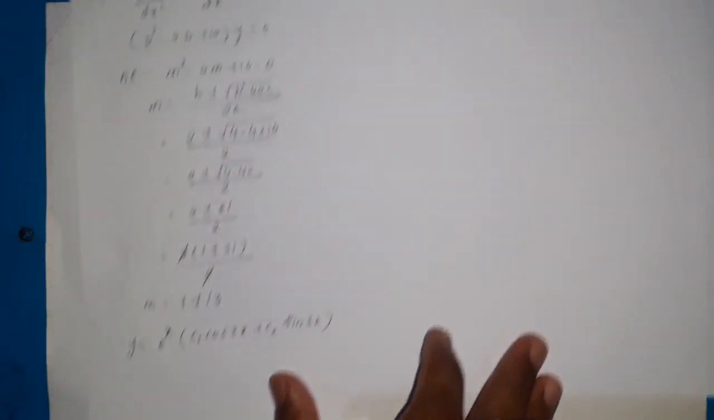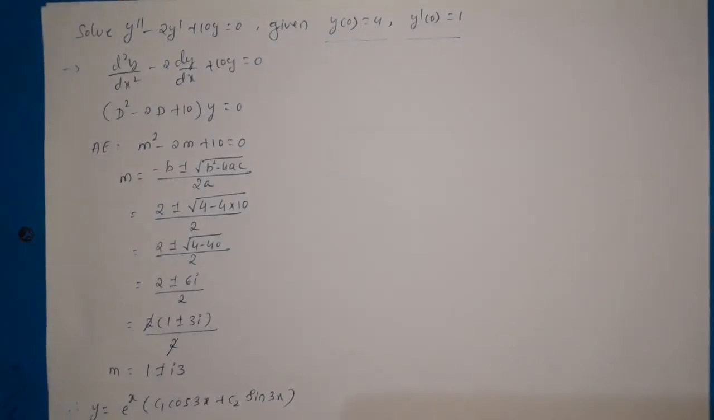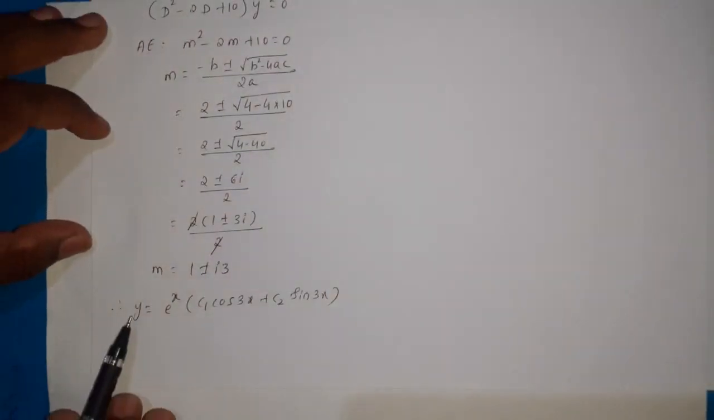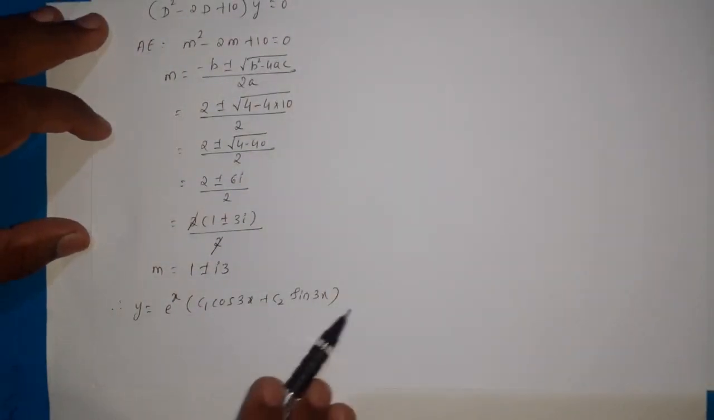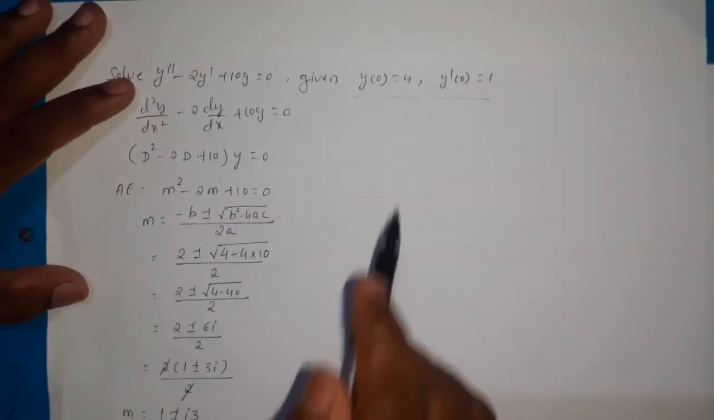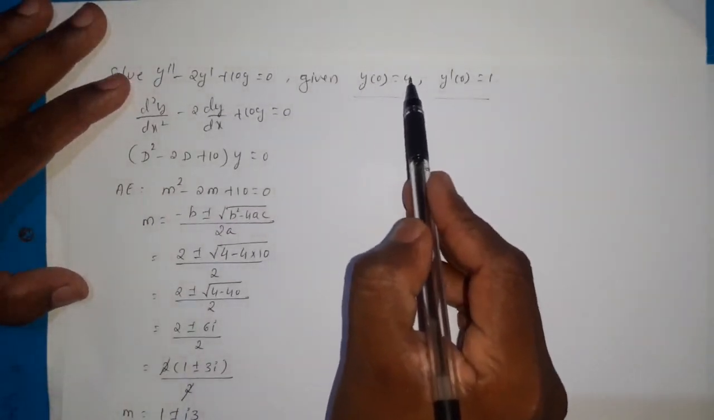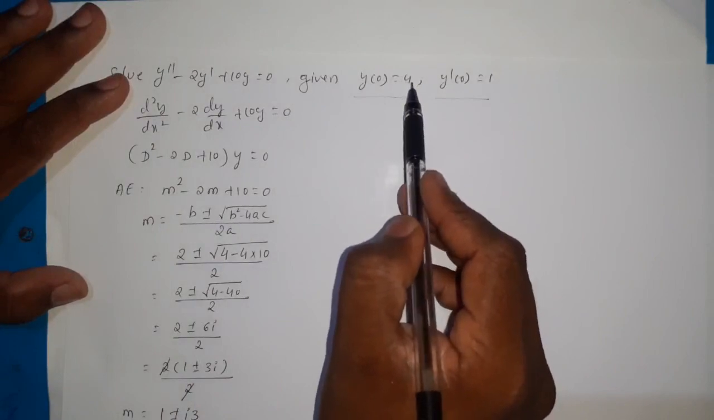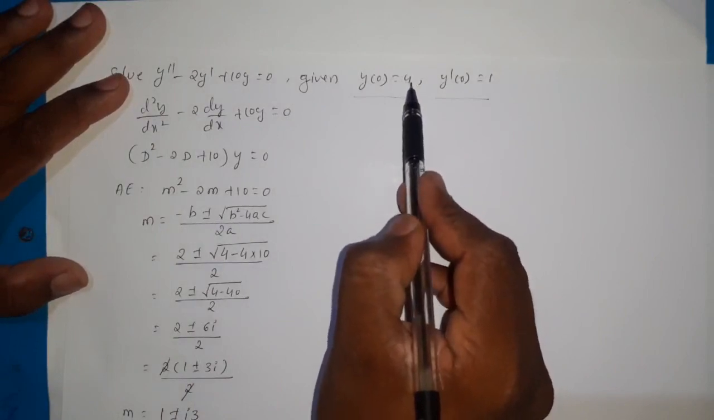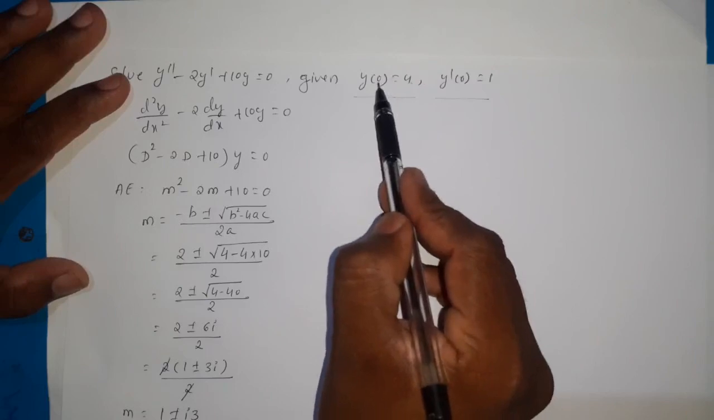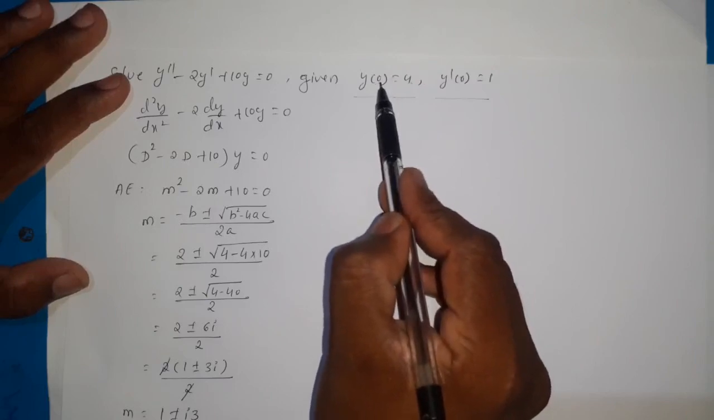But here they have given two more conditions, y of 0 equal to 4 and y dash of 0 equal to 1. So here we have y, y is equal to a function of x, means whatever the value is given on the right hand side is the value of y, and the value mentioned inside the bracket is the value of x.